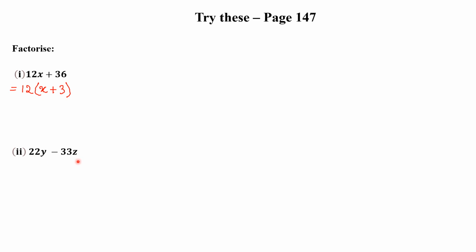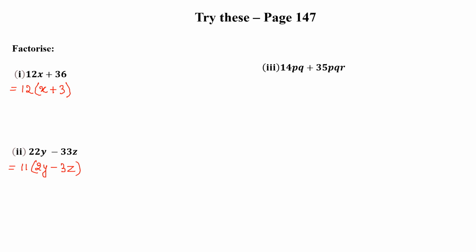Now next is 22y minus 33z. So 22 and 33 both come in the 11 table. So I can say the highest common factor of 22 and 33 is 11. And the variables y and z are different variables, so I can't take anything common over here. So the common factor is only 11. And in the 11 table, 22 comes as 11 times 2, so it will be 2y minus 3z. 11 times 3 will give me 33.